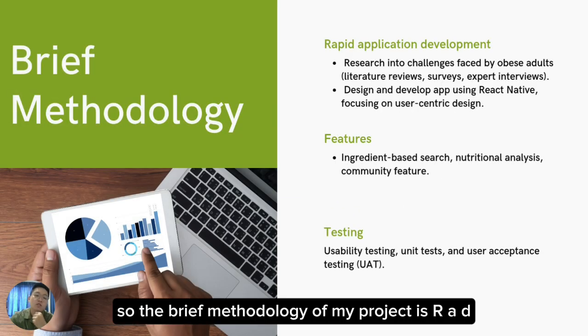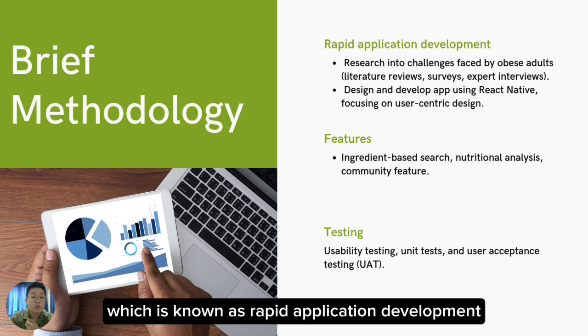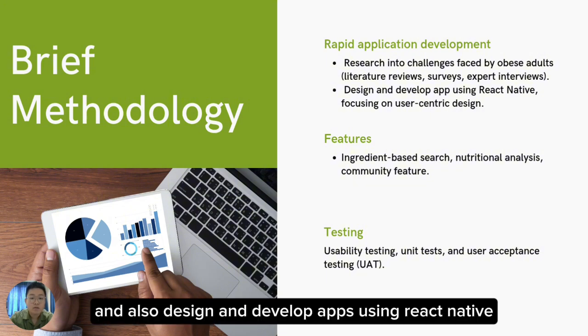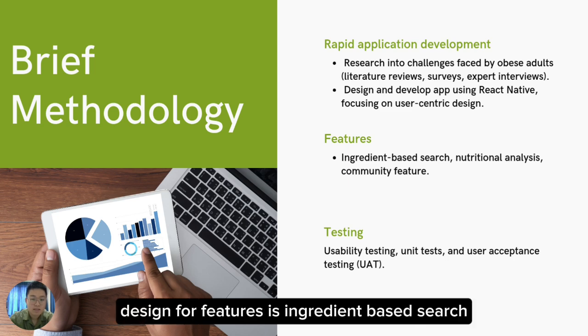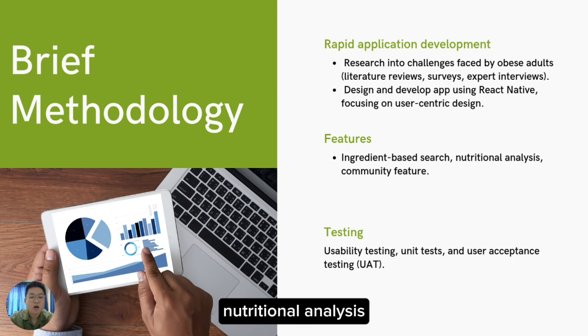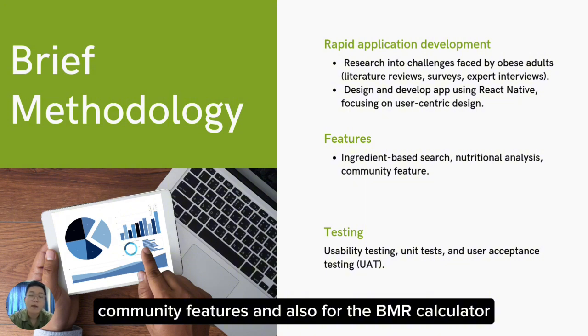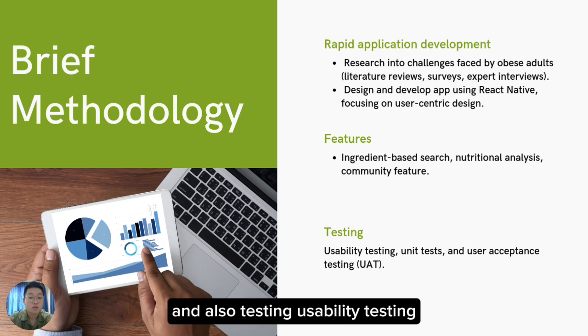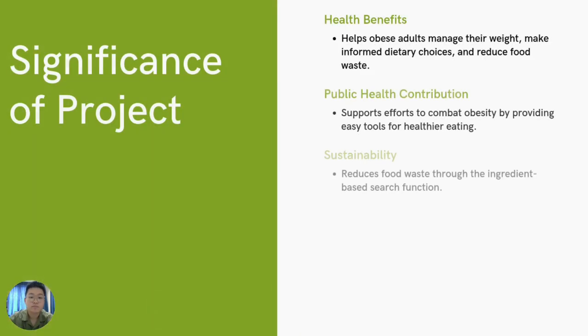So the brief methodology of my project is RAD, which is known as Rapid Application Development. Research into challenges faced by obese adults, and also design and develop the app using React Native, focusing on user-centric design. The features are ingredient-based search, nutritional analysis, community features, and also a BMR calculator. The BMR calculator is basically to calculate the user's BMR. And also testing: usability testing, unit testing, and user acceptance testing.